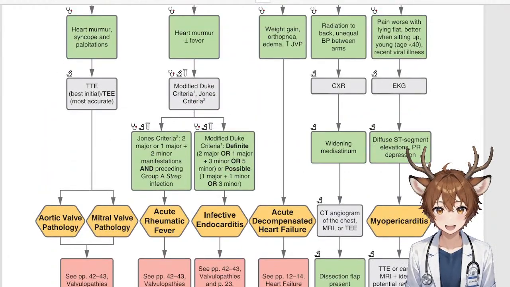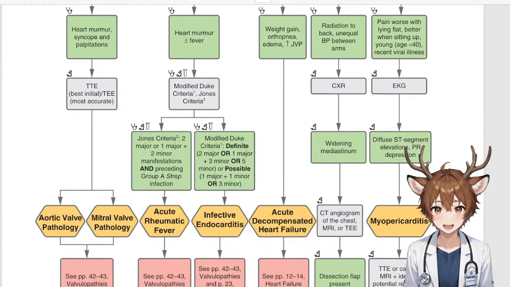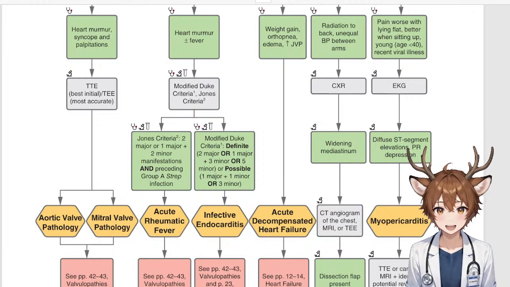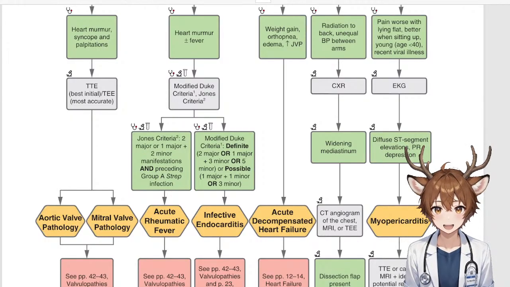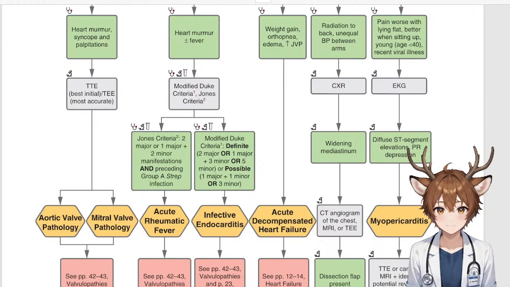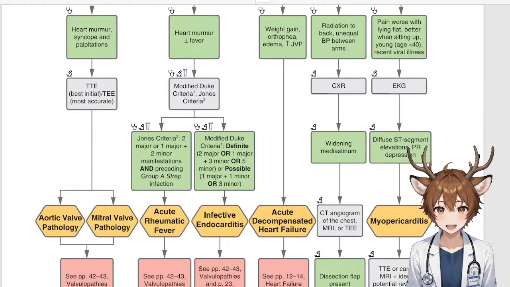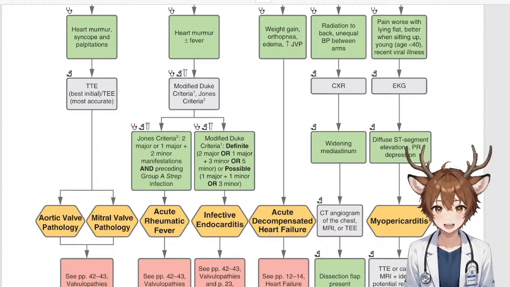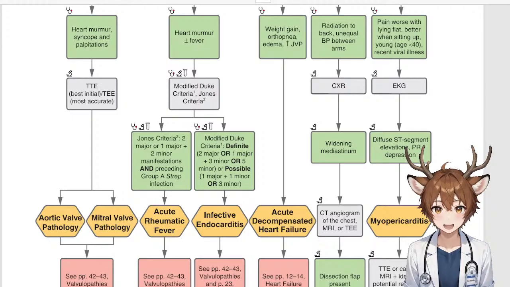And let's say, for example, the Jones criteria: 2 major or 1 major plus 2 minor manifestations and a preceding group A strep infection. What do we think? Acute rheumatic fever. See pages 42 to 43, valvulopathies. What about, we said, modified Duke's criteria: definite is 2 major or 1 major plus 3 minor, or 5 minor, or possible is 1 major plus 1 minor, or 3 minor.